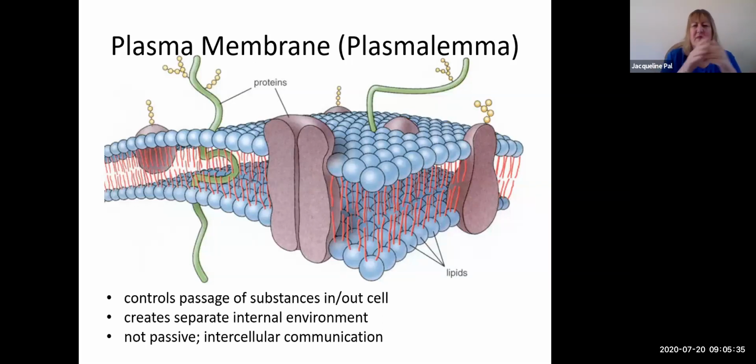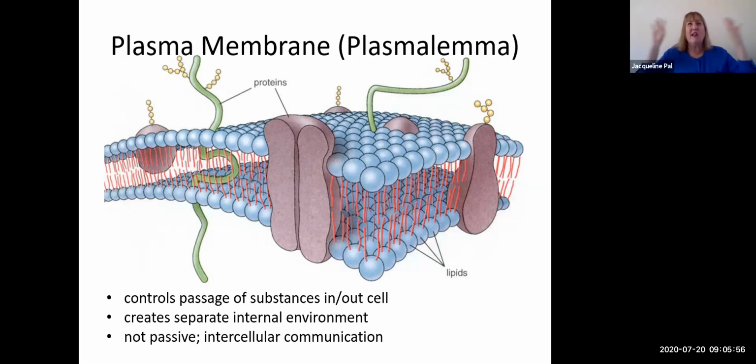This is called a fluid mosaic model. Not important that you learn that name, but just in case you're reading it in your book or someplace else, that's the model that we're going with. What the plasma membrane does is create a different environment inside the cell than outside the cell.